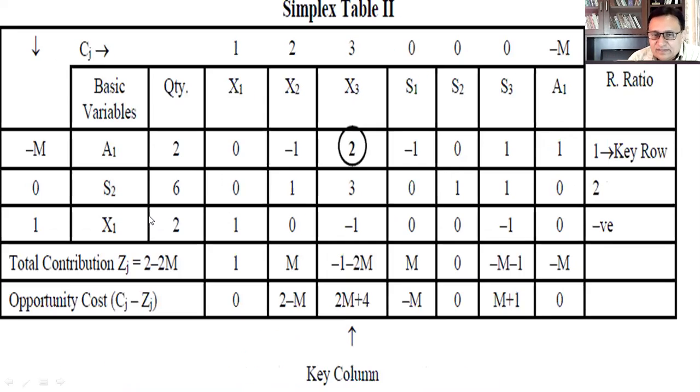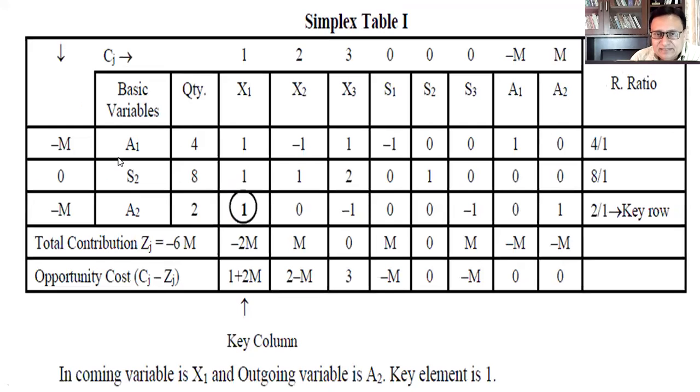So the new row will be the same row: 2, 1, 0, minus 1, 0, 0, minus 1, and 0. So in this way, the first row is introduced. Similarly, we have already talked about how to find the other rows. After that, you have to find this row A1.